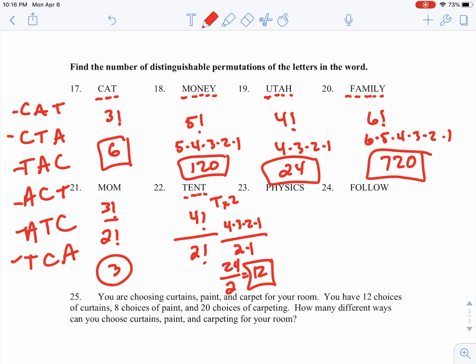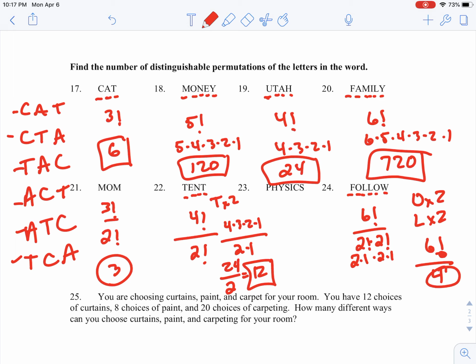Now what about a word like follow? 1, 2, 3, 4, 5, 6. 6 factorial divided by, now I've got 2 O's and 2 L's, so you've got to do 2 factorial on the bottom. You've got to do both of them separately, but you want to multiply those together. Put it in your calculator or just do it in your head. 2 factorial times 2 factorial is 2 times 1 times 2 times 1. So it's 6 factorial divided by 4.